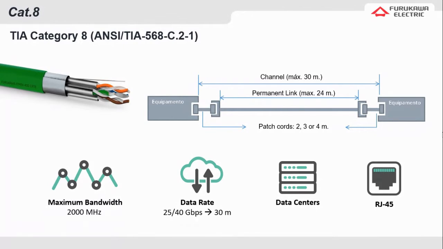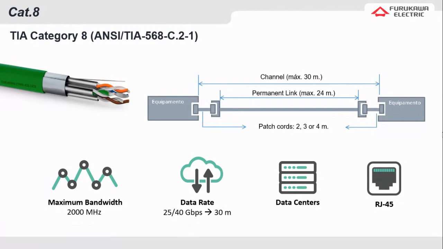Then we have another limitation, which has to do with the number of connections. Only 2 connections are allowed within the channel, so consolidation points are no longer an option here. And these limitations, along with the fact that it's designed to operate at such high speed, means that CAT.8 is almost exclusively intended for data center applications.